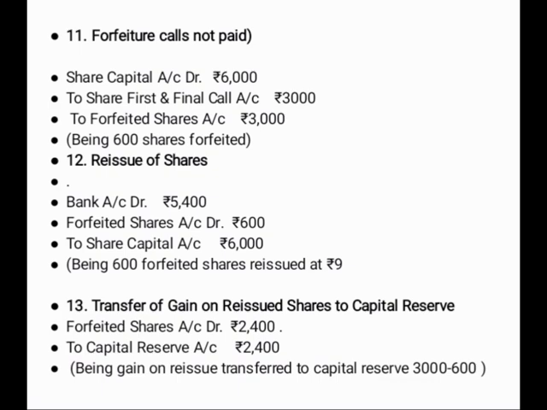Now we have to calculate the capital reserve of those shares. So forfeited profit minus forfeited loss. Here the profit is 3,000 and the forfeited loss is 600. We have to reduce the 600 from 3,000. So the company has a forfeited capital reserve of 2,400. It has to be posted in the last journal, that is forfeited share account debit to capital reserve 2,400, being gain on reissue transferred to capital reserve. Thank you.